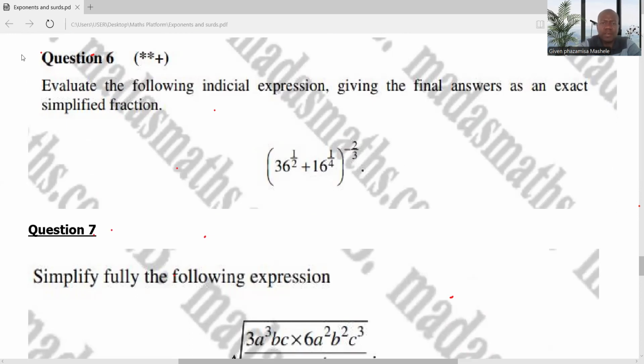But you must be careful here, especially on question 6. You cannot multiply this inside by this. You cannot multiply the powers if there's an addition here. We do that only when there is multiplication. So what does it mean? It means you must first simplify the denominator first. I'm saying you must simplify this expression inside.